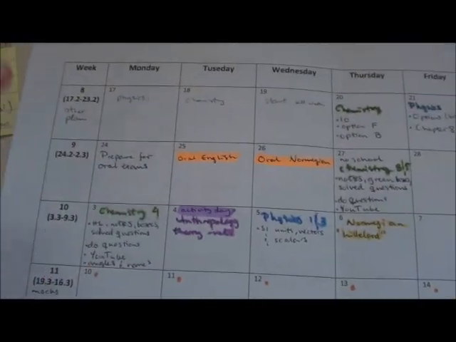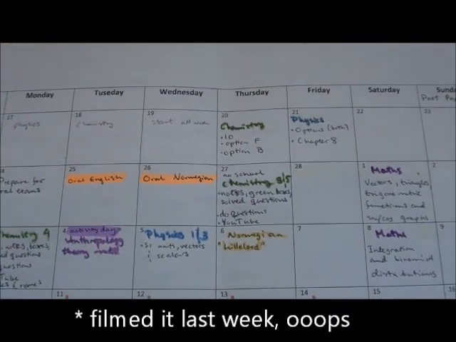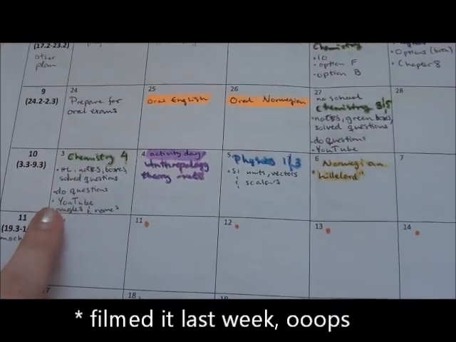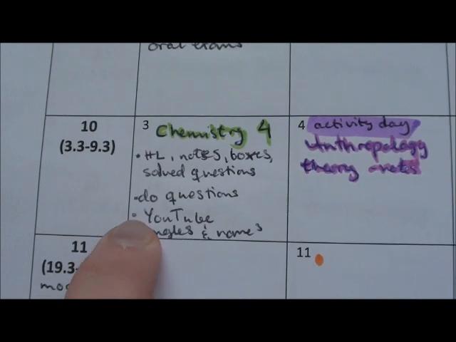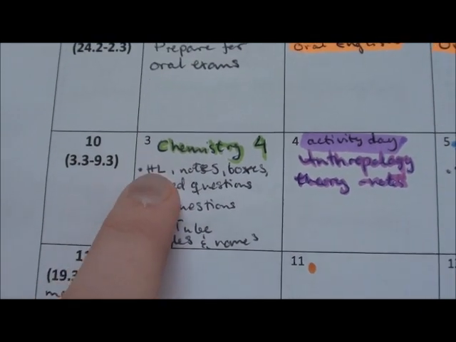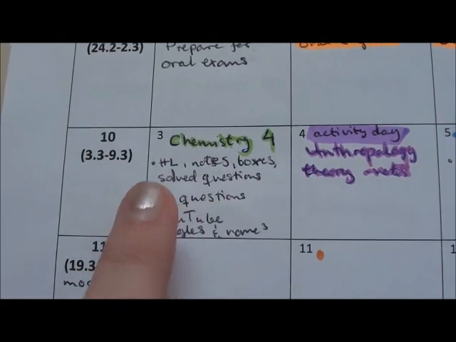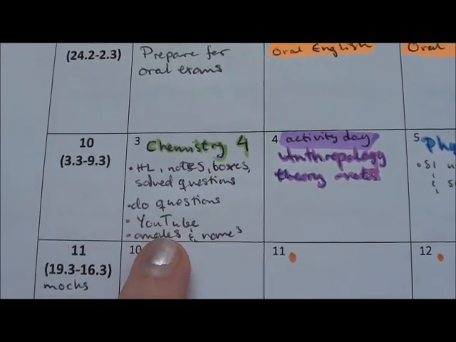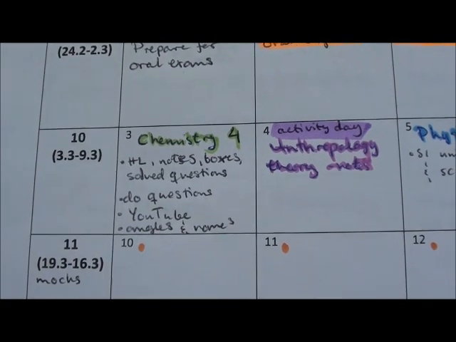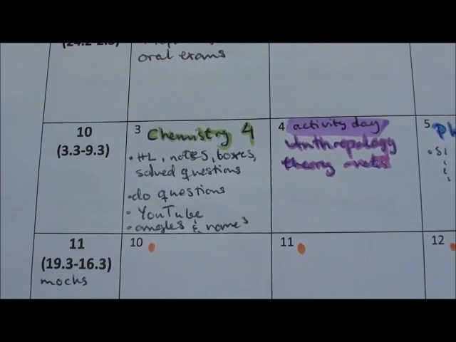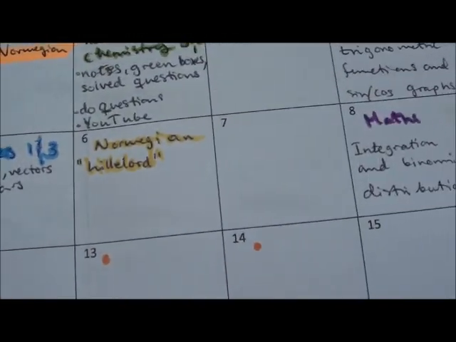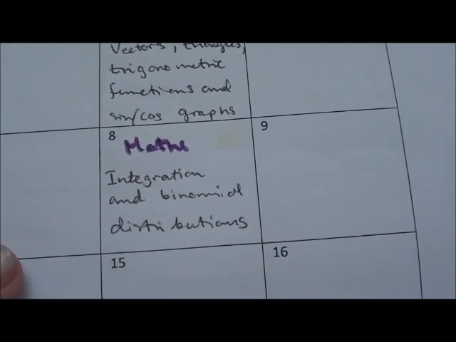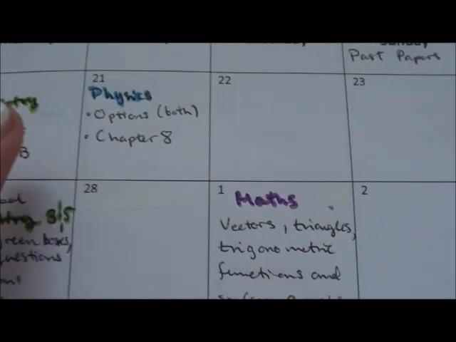So this is week 8, we're currently here, and then see, for instance here, I decided I'm going to study chemistry chapter 4. I'll do that by looking at the high level part, my notes, the different boxes, and the solved questions. I will do questions, I will look at YouTube videos, how it's explained, and I will especially work on the angles and names. Same I do for everything. For instance, math, I will work with integration and binomial distribution, and that's basically how I put everything up.